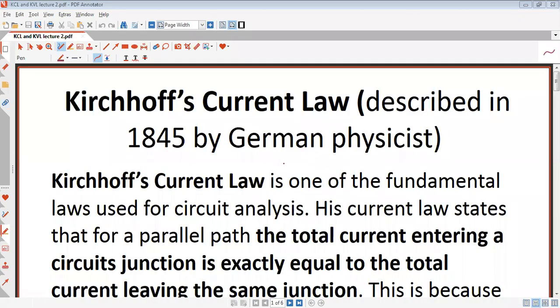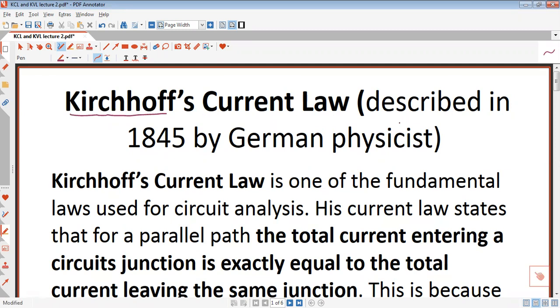Hello everyone. In this part of the video, I am going to discuss two important network laws, that is called Kirchhoff current law and Kirchhoff voltage law. And after that, I will discuss some numericals based on Kirchhoff current law. So this is Kirchhoff current law.